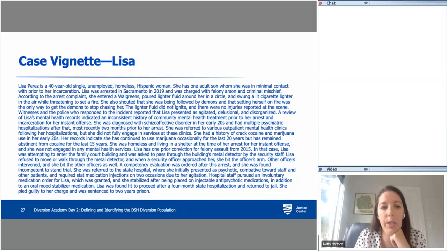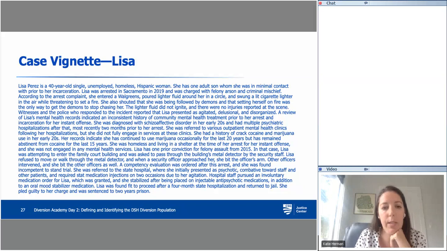Other officers intervened, and she bit the other officers as well. A competency evaluation was ordered after that arrest, and she was found incompetent to stand trial. She was referred to the state hospital, where she initially presented as psychotic, combative towards staff and other patients, and required stat medication injections on 2 occasions due to her agitation.